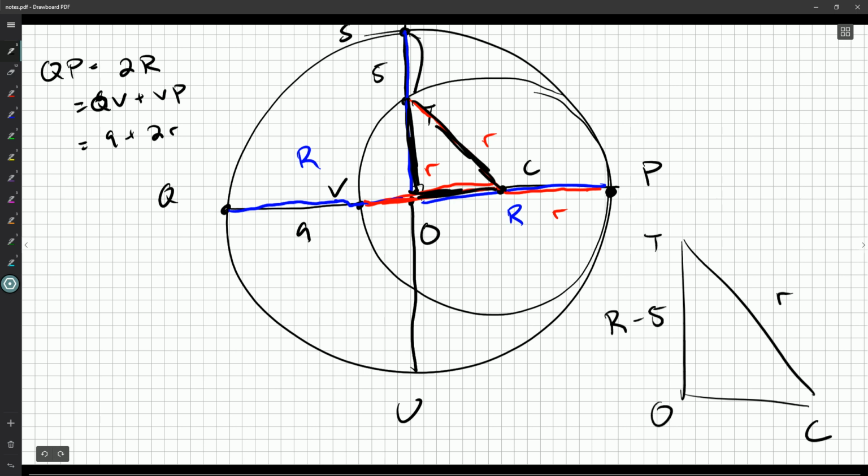And then what have we got down here? Well, OP is capital R, but then you come back by a distance little r. So we get R minus little r. So I have a nice relationship there, and that is related by the Pythagorean theorem. So I suspect we'll probably use this relationship: 2R is 9 plus 2 little r, and then some relationship involving this triangle. So let's move to another page.